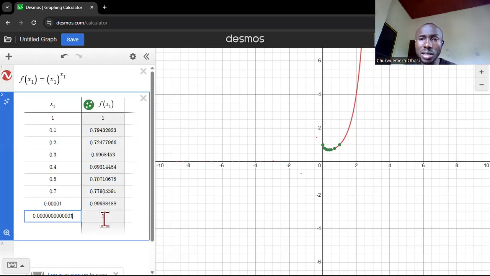I think the answer is going to be 1 from this, because you can see when we begin to run values for x1, as x begins to reduce even to the lowest form, almost close to 0, you can see that the value of 0 to the power 0 has to be 1. That is the limit case of it. So I think we can conclude that 0 to the power 0 will be 1.